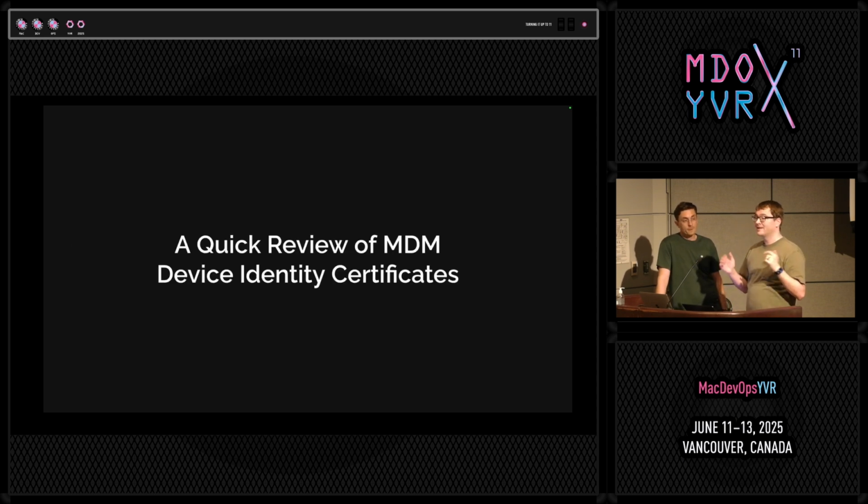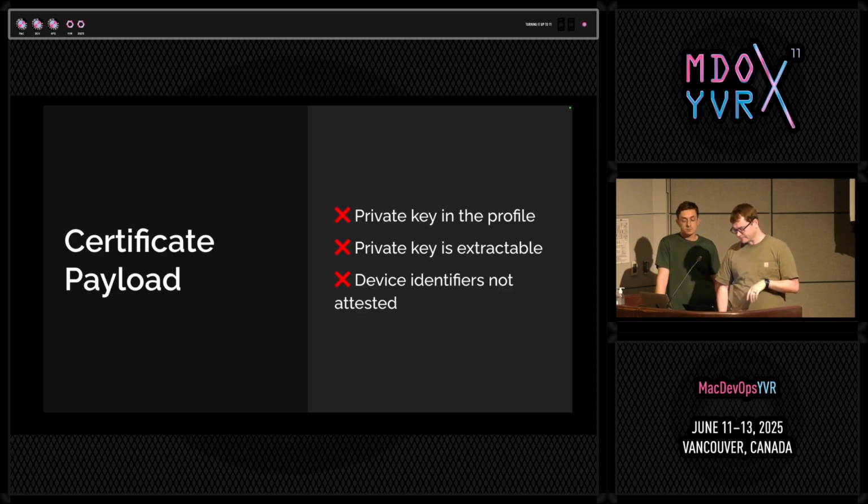So once the device gets an enrollment profile, then it's got to enroll in the MDM. But first it needs a certificate. So I'm going to go quickly through the different ways a device can get an identity certificate. First is a certificate payload. You just dump the certificate and the private key in the enrollment profile. It works, and it's also got 3 red X's because it's bad, right? You've got the private key in the profile, and even if you get the profile on the device, that key is extractable, and there's no device identifiers attested there.